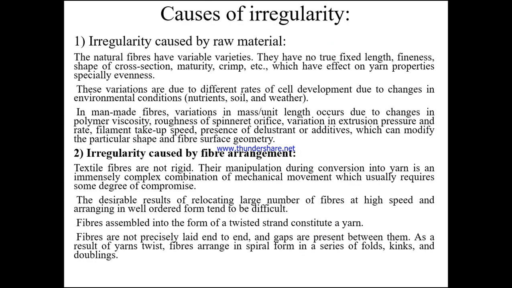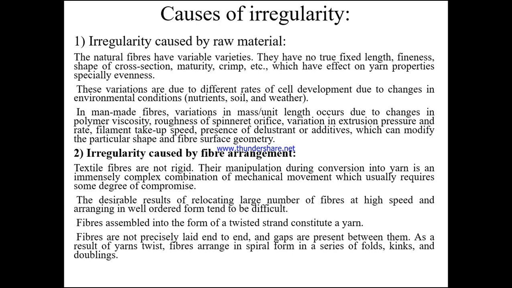Now come to the causes of irregularity. What are the various reasons of irregularity in textile material? Irregularity caused by raw materials. Natural fibers have various varieties. They have no true fixed length, fineness, shape of cross section, maturity, crimp, etc. in case of natural fiber. So each and every such property or quality of the natural fiber is having variation, which can affect the yarn properties and especially evenness.